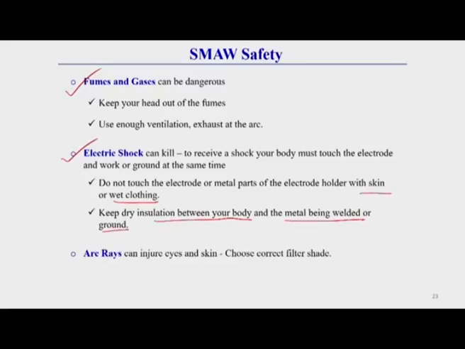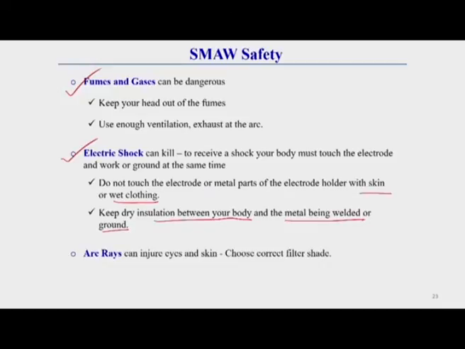Generally for doing the welding operation, some gloves are used, and there are separate types of gloves and other things used for this welding operation. So always keep this in mind. You should not touch the workpiece and electrode simultaneously at a time, and you should keep dry insulation between your body and metal being welded or ground.